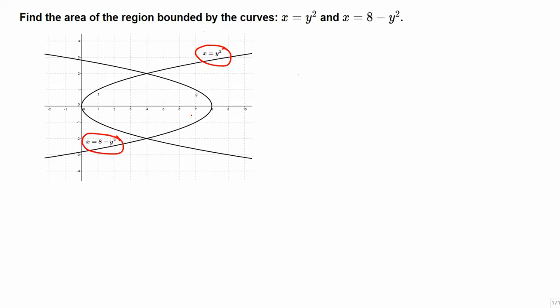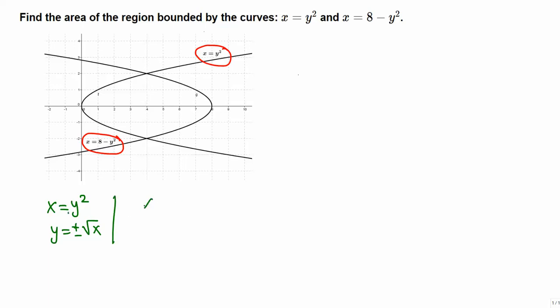Now the question is how to graph these two curves. So we can do the following. To graph x equals y squared, we can write it as y squared equals x. So take the square root of both sides, then y equals the square root of x, but we don't know whether it's positive or negative, so we need to put plus minus. So we graph two functions, y equals positive square root of x and y equals negative square root of x, to get the graph of x equals y squared.